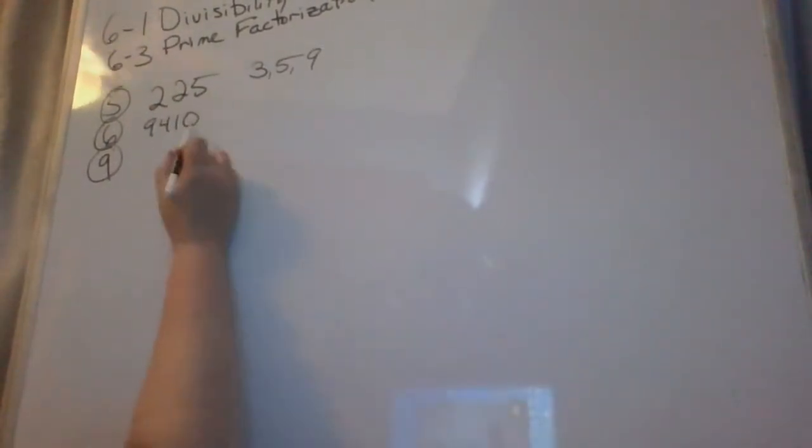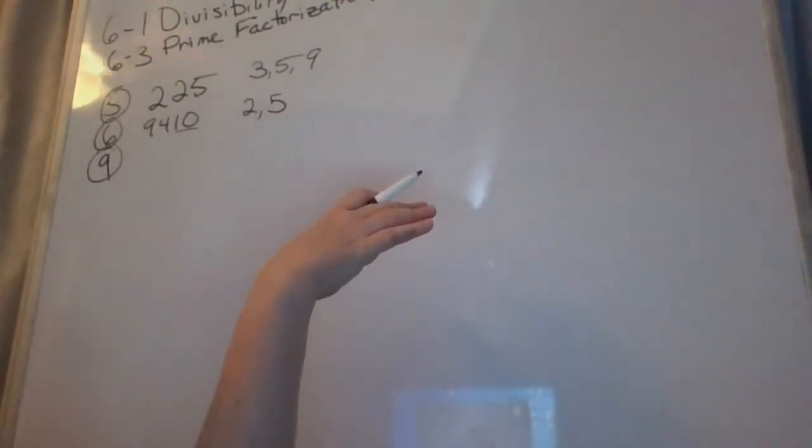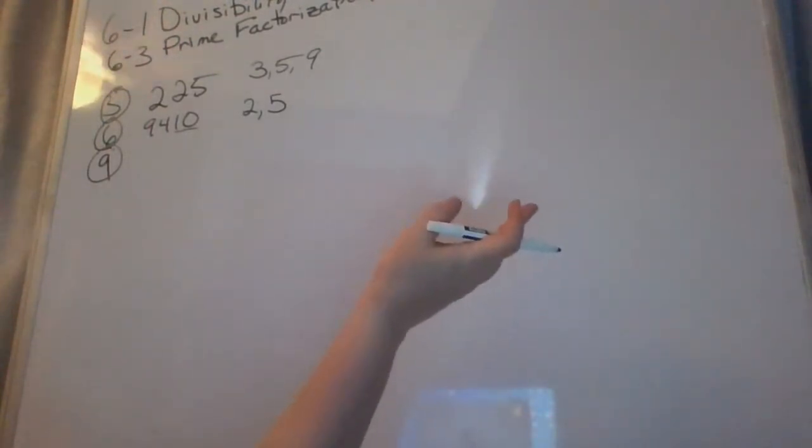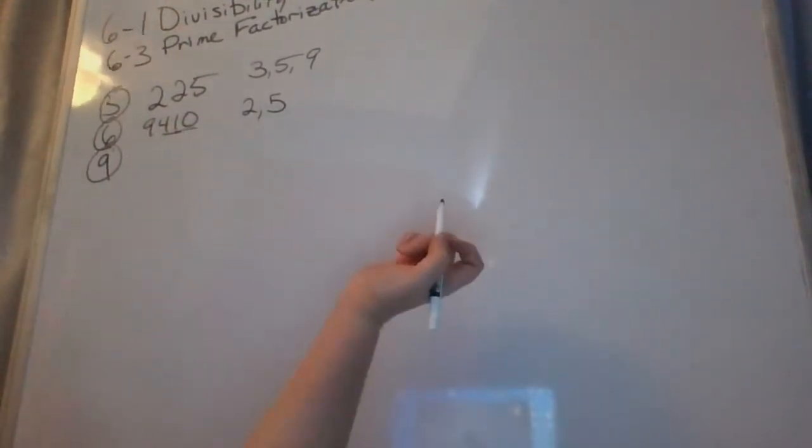For number 6, we're supposed to check out 9,410. Because the ones place is a 0, it is divisible by 2. If we add these up, we would get 14, which is not divisible by 3. It's also not divisible by 9, so we know that's off our list. This is a 0, so it is divisible by 5. I skipped 4. For 4, we would look at 10. 4 does not go into 10 without a remainder, so it's not divisible by 4. For 6, it would have to be divisible by 2 and 3. It's not divisible by 3, so it's not divisible by 6. For 8, if 410 was divisible by 8, it would work, but it is not. And we already talked about it's not divisible by 9 because 14 is not divisible by 9. So it's only 2 and 5 on that one.